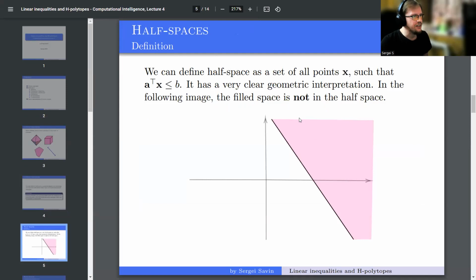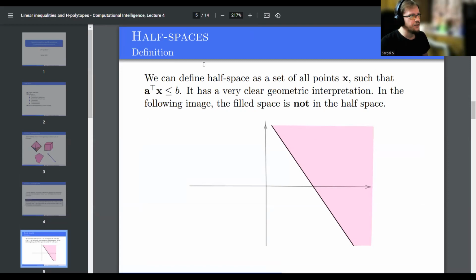Now let us just construct a half space, to familiarize ourselves with what half spaces are. A half space is defined with this kind of formula. This is what a half space is. It is Ax less than or equal to b, that is the definition of a half space.